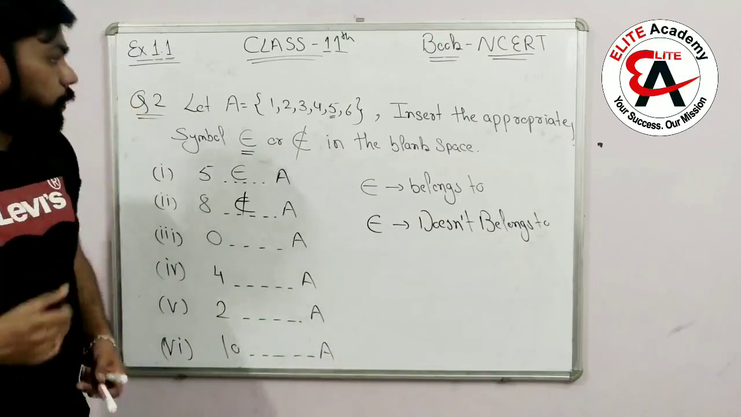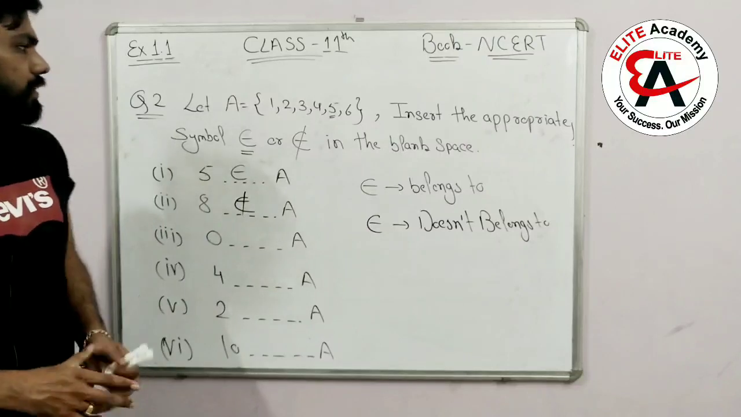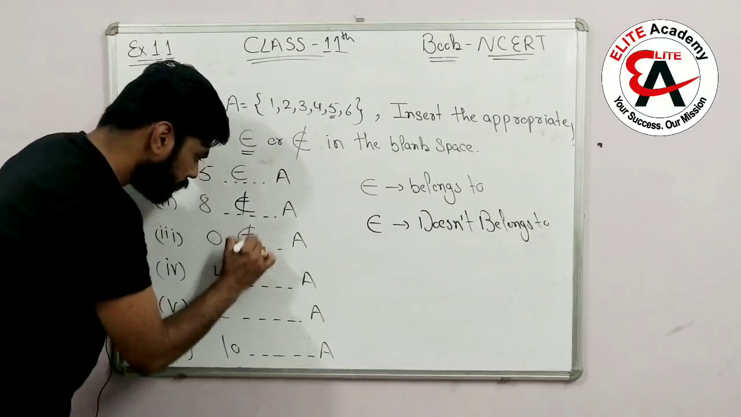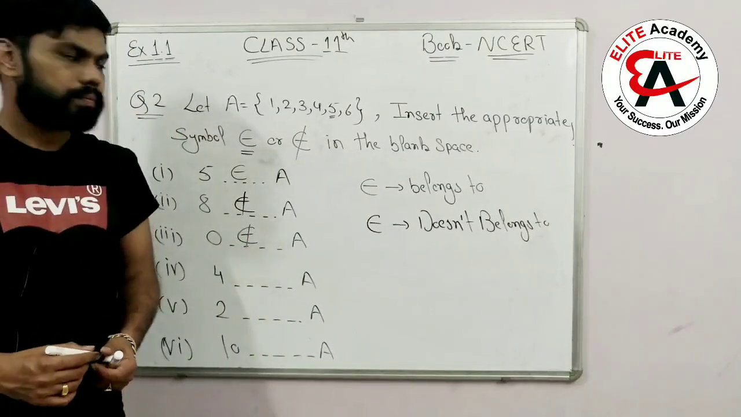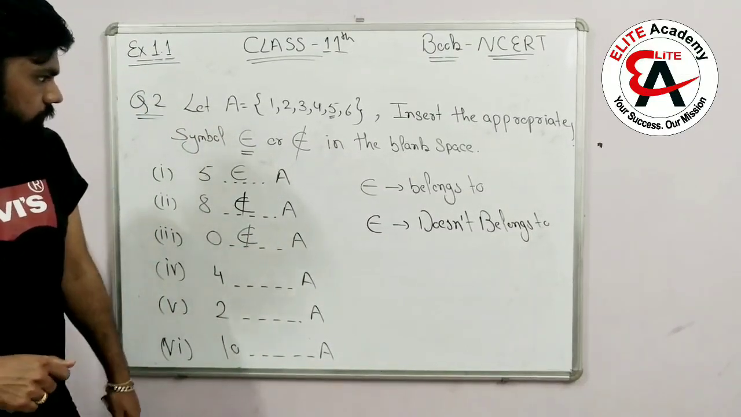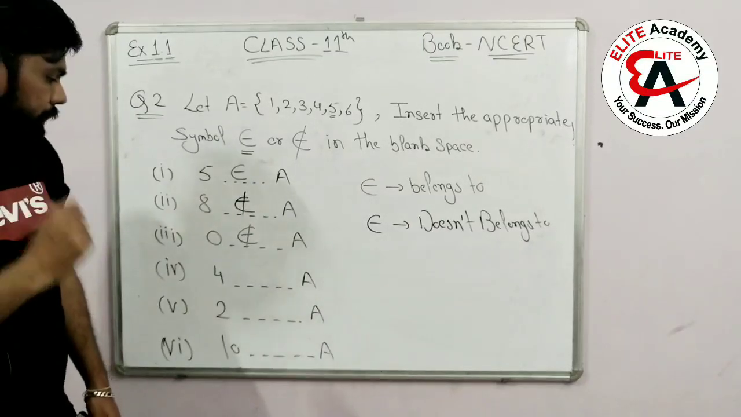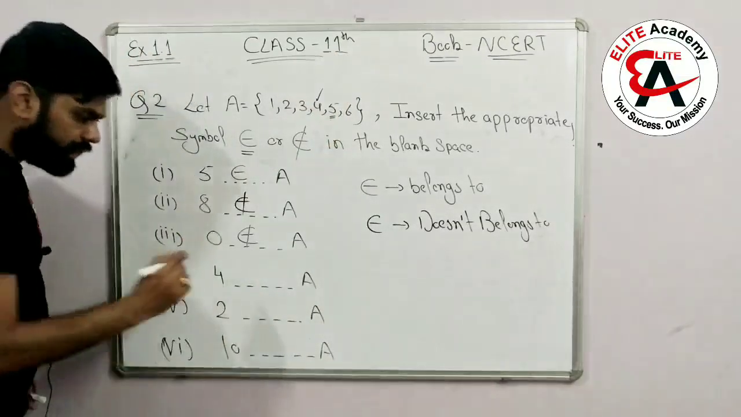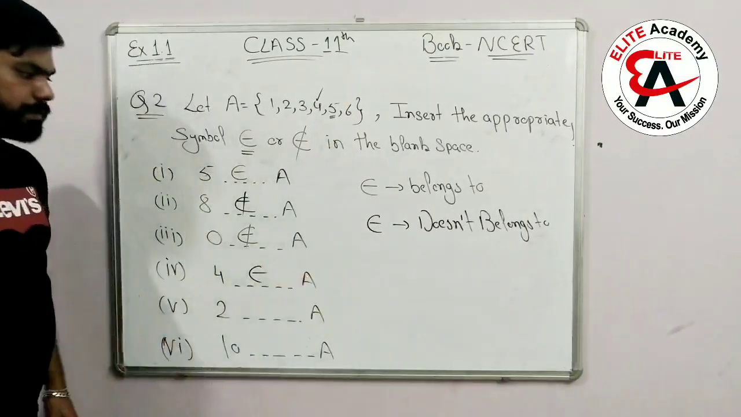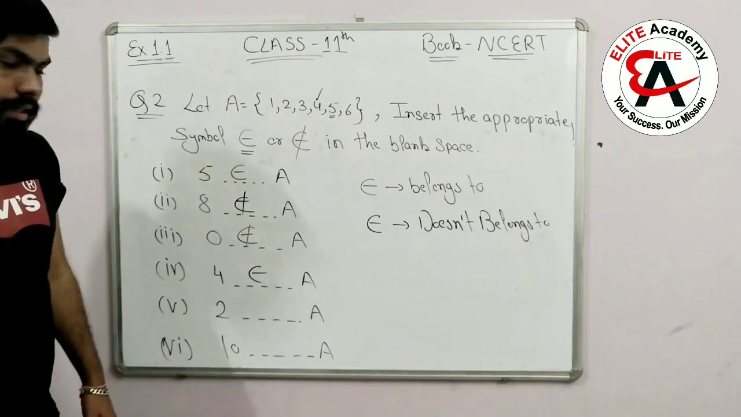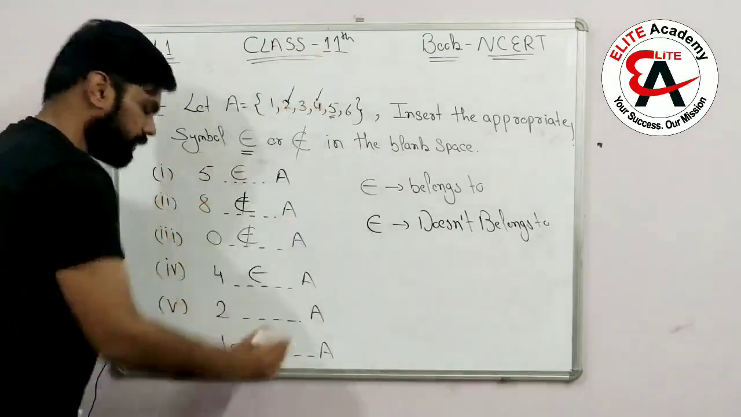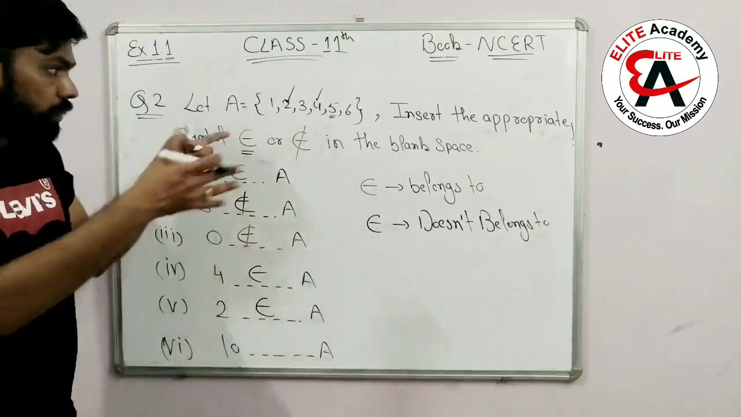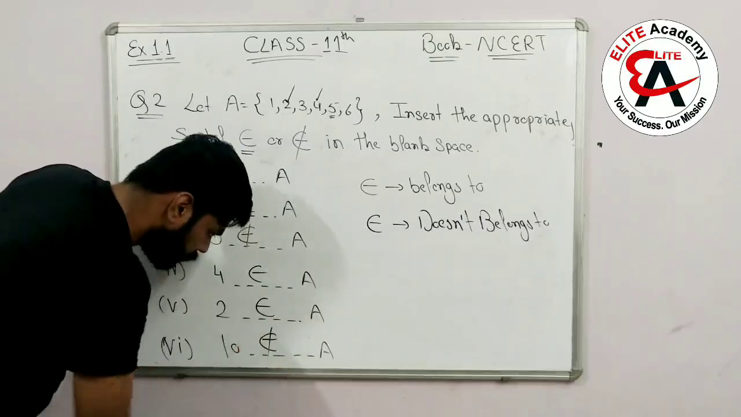Clear or not? How about 0? Good. 0 is again not a part of A. So 0 doesn't belong to A. Next, 4. Yep, 4 is a part of A. Here it is. That means 4 belongs to A. 2 does belong because that is a part of A. And about 10, again it is out of the range. It is not in the set, so it does not belong to A.